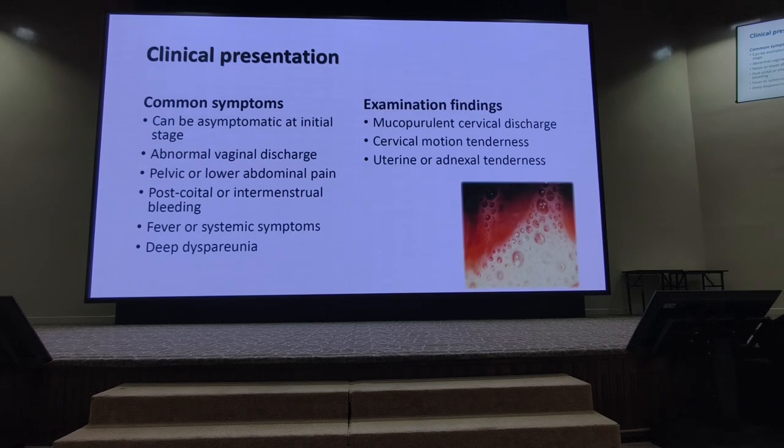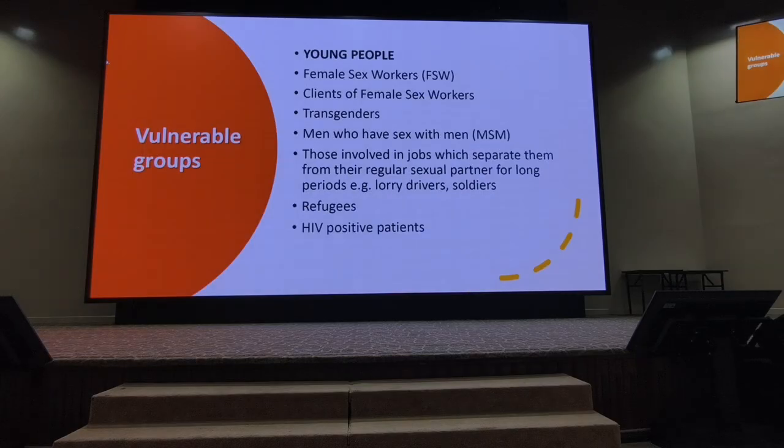Dyspareunia can also be caused by endometriosis, but it can also be caused by PID because of scarring and also because of adhesion. When you look at the examination findings, of course, the local examination findings you'll see are vaginal discharge, but cervical motion can also be tender, uterine motion can also be tender, and adnexa can also be tender due to all the scarring and adhesions.